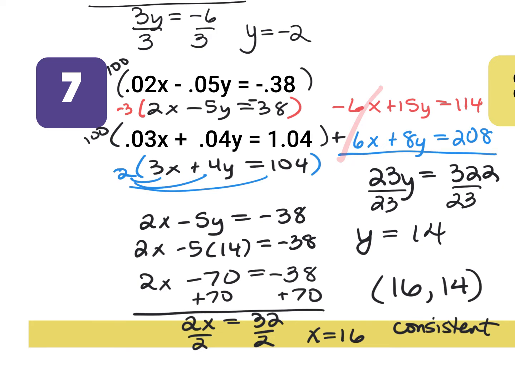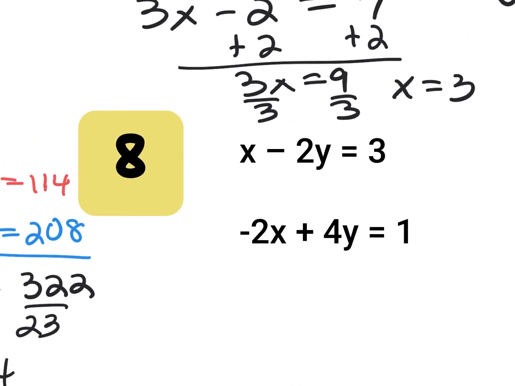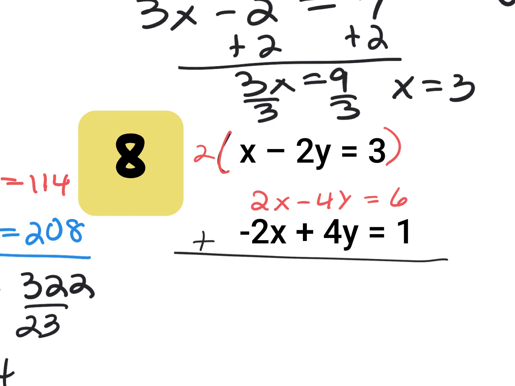So let's try number 8. This one I don't have to do a whole lot of work to. I'm going to go ahead and multiply my first equation by positive 2. And once I do that, I get 2x minus 4y equals 6. I'm now going to add the two equations together. Notice both the x and the y cancel. And when it cancels, you're left with 0. And then 6 plus 1 is 7.